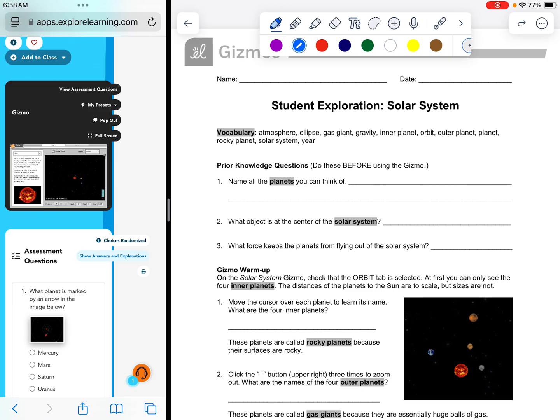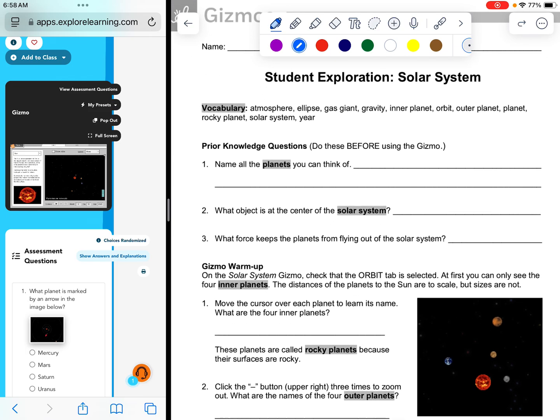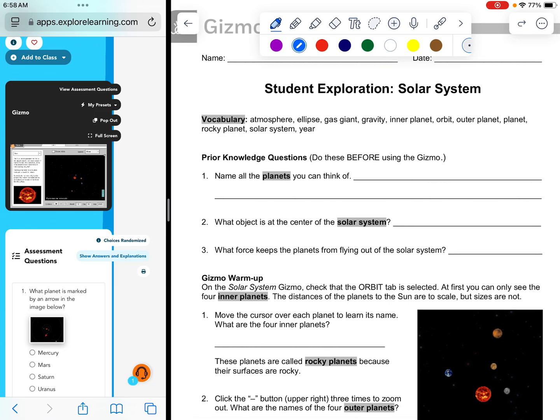We are going to be looking at different planets in the solar system and their orbits and learning a little bit about them in this Gizmo. To start off with, on the Gizmo, you always have some prior knowledge questions. So we're going to start off with the first one right here. You're just going to do your best without being logged into the Gizmo and make your best guess based on what you already remember. The first one says, name all of the planets you can think of. So go ahead, and once you get a chance, you just need to list all the planets you can think of. You can pause the video and go ahead and answer that question.